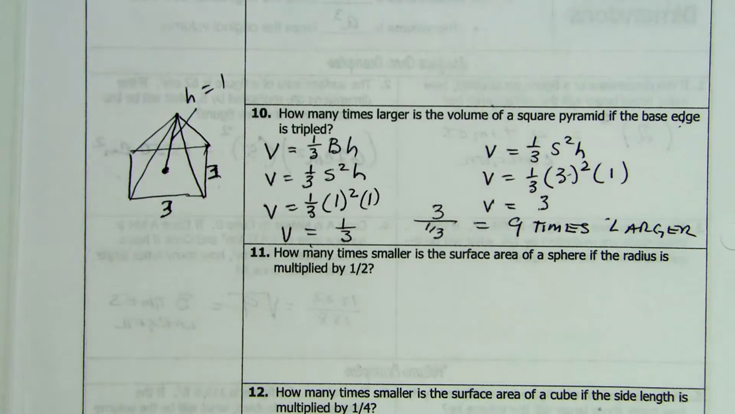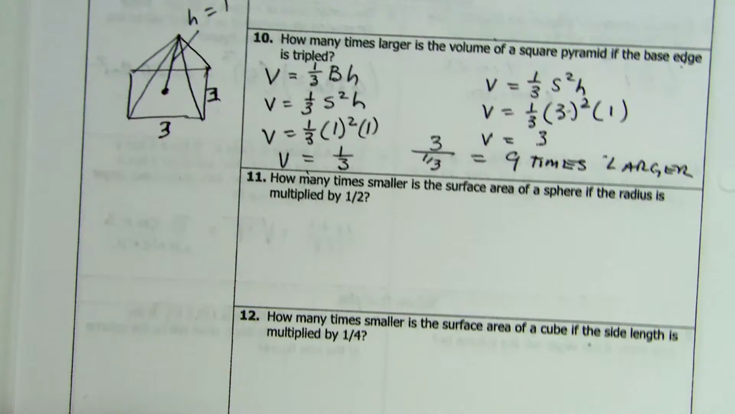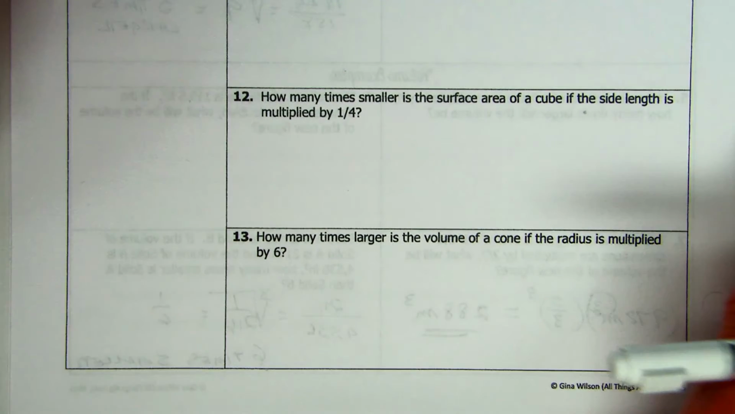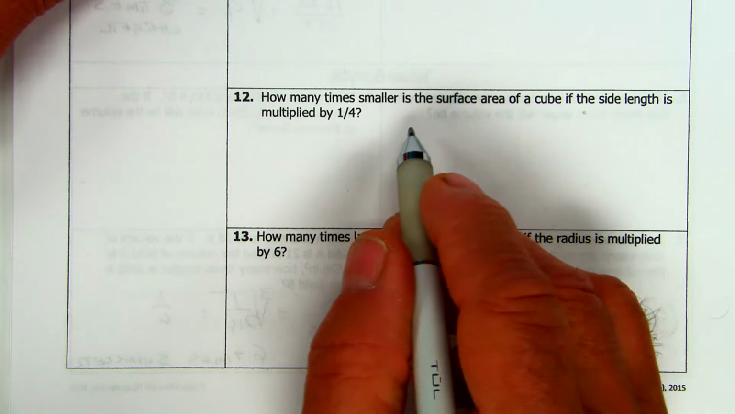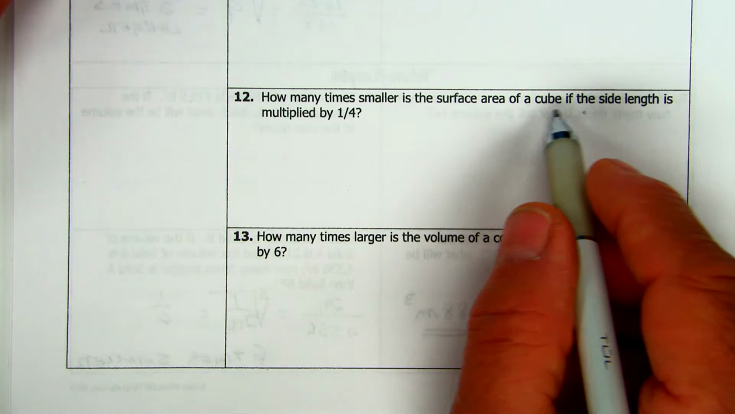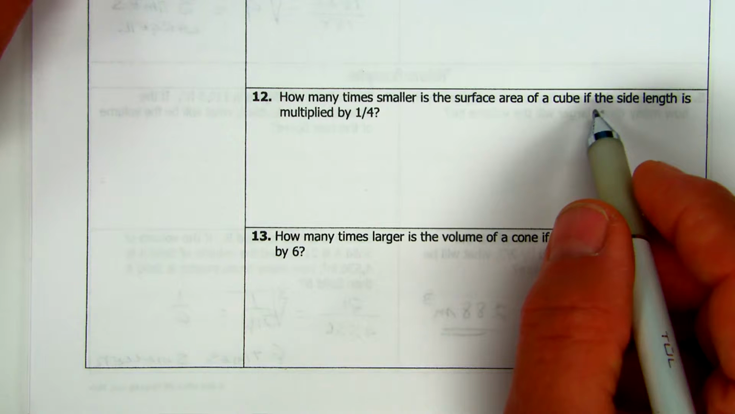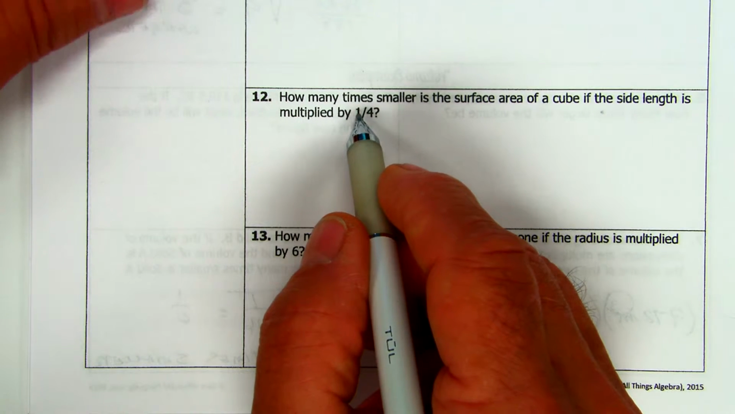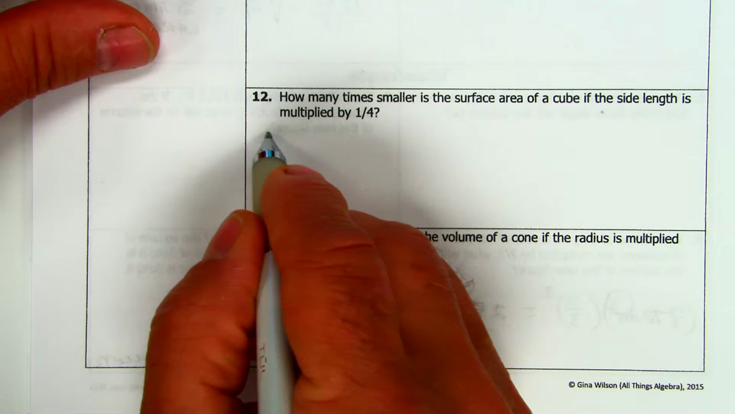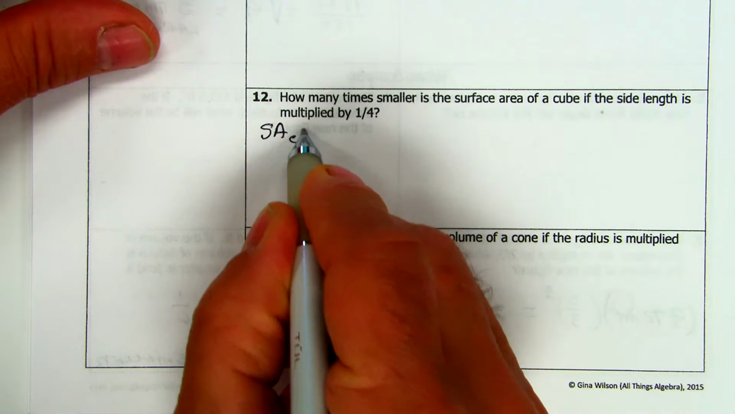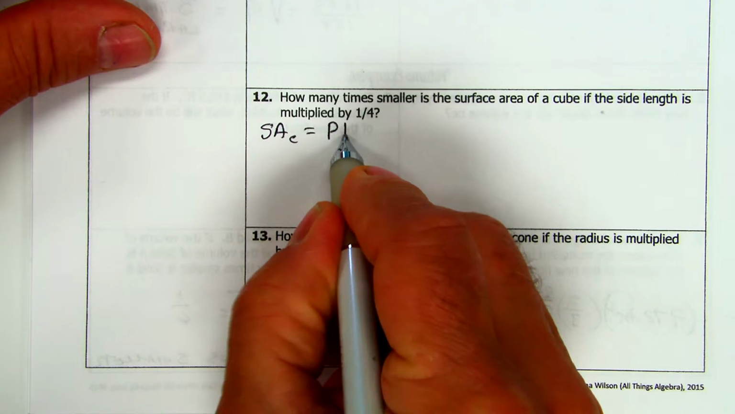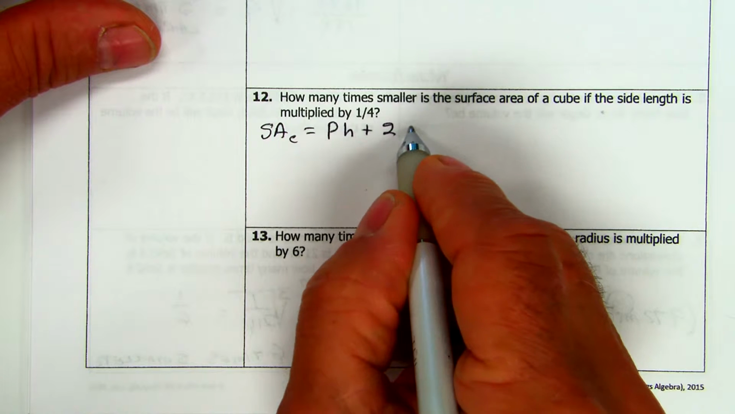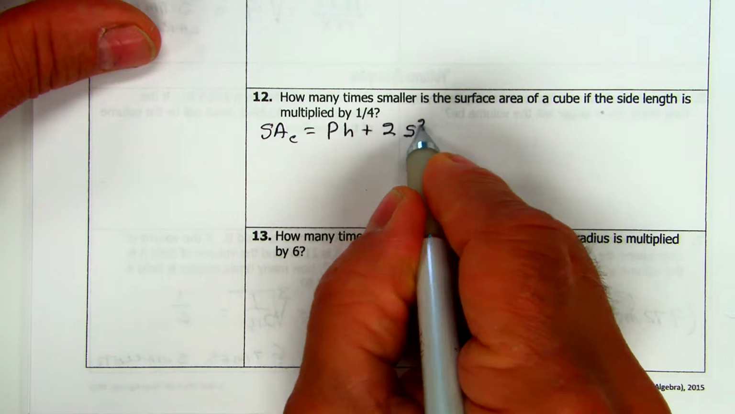Okay, let's do one more. Let's do number 12. So number 12 says, how many times smaller is the surface area of a cube if the side length is multiplied by 1/4? So we're talking about surface area of a cube. Surface area of a cube is equal to perimeter times the height plus the two bases. And since it's a cube, it's going to be side squared. It's going to be the base area.